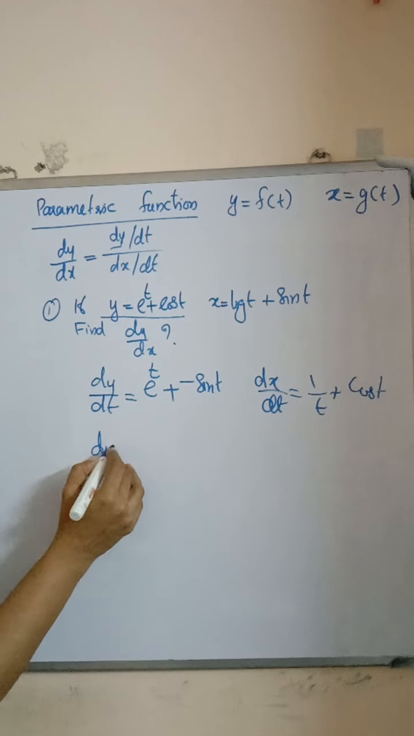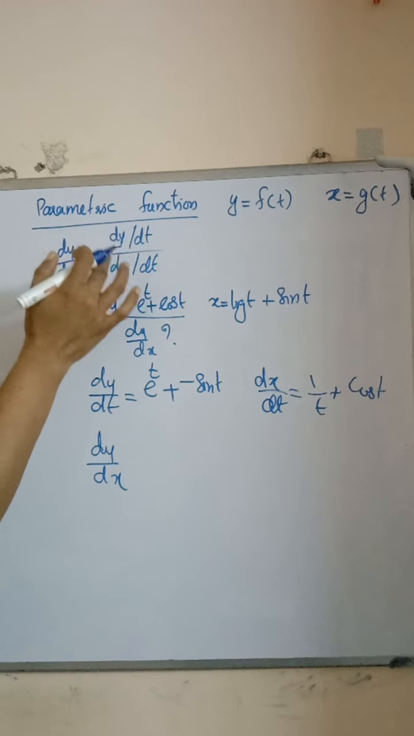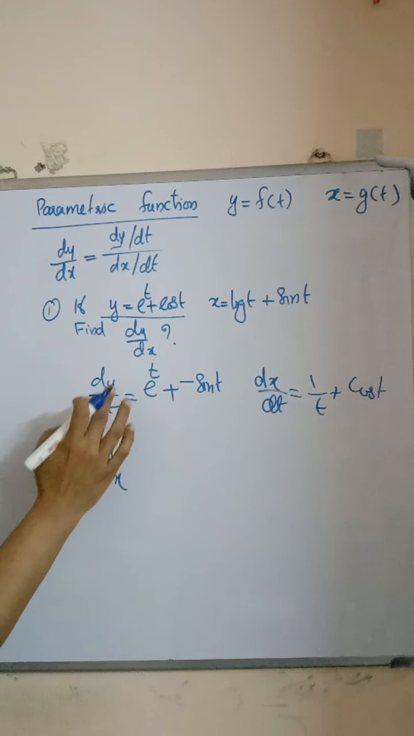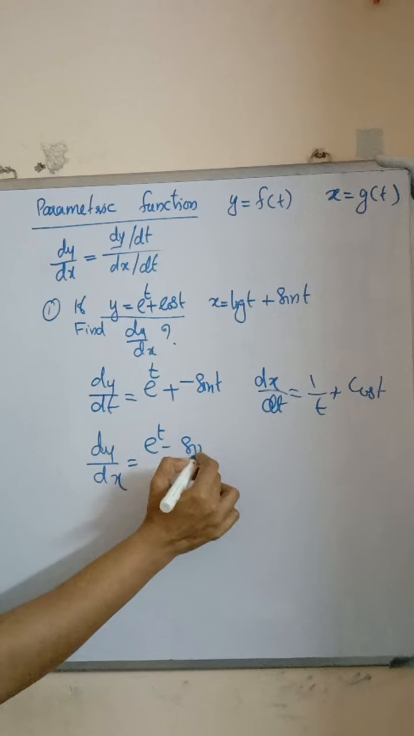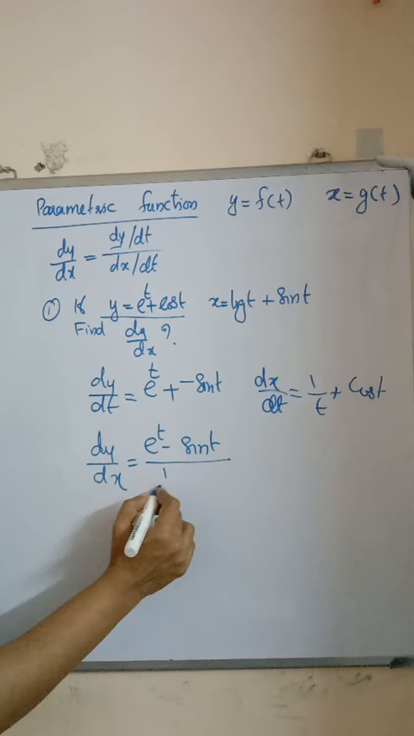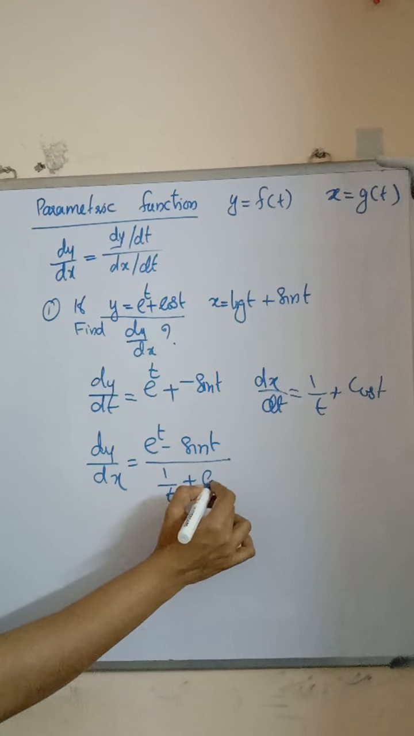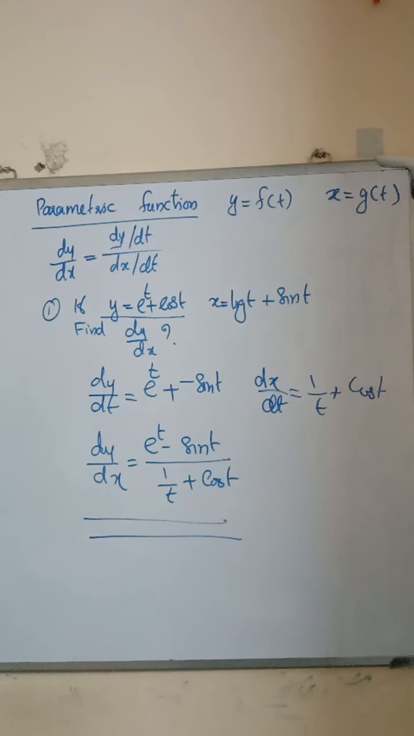Therefore, dy by dx by the formula is dy by dt divided by dx by dt. What is dy by dt? That is e raised to t minus sin t divided by dx by dt, which is 1 by t plus cos t. So, this is dy by dx.